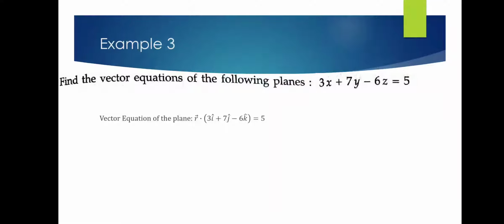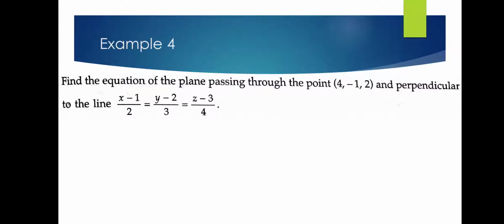Moving on to the next problem. Find the equation of the plane passing through the point 4, minus 1, 2 and perpendicular to the line x minus 1 by 2, y minus 2 by 3 and z minus 3 by 4.